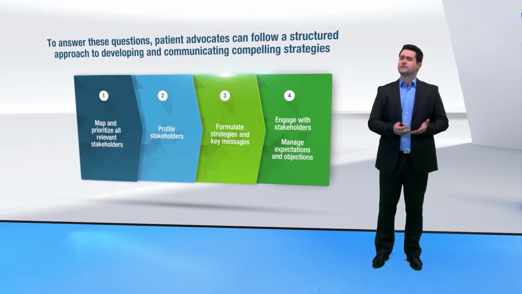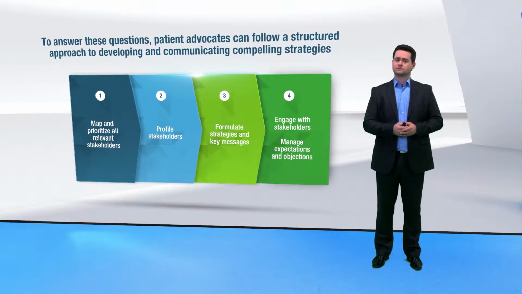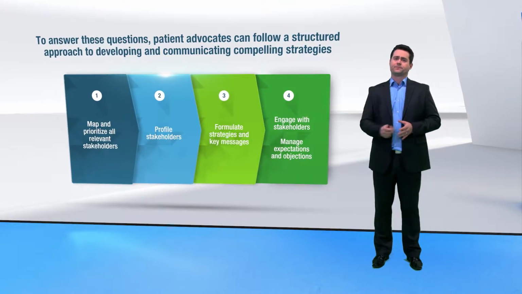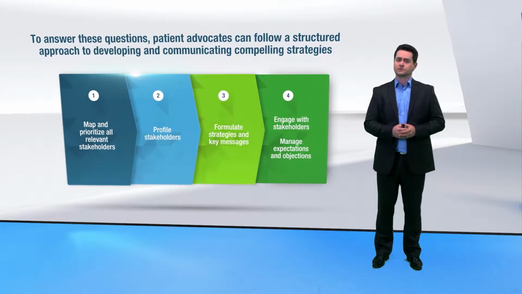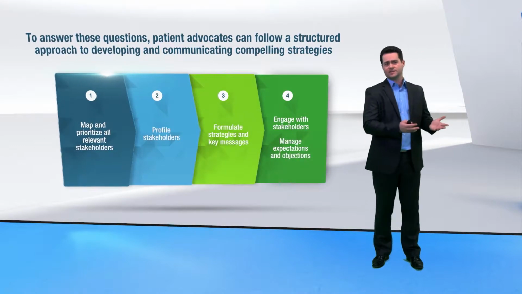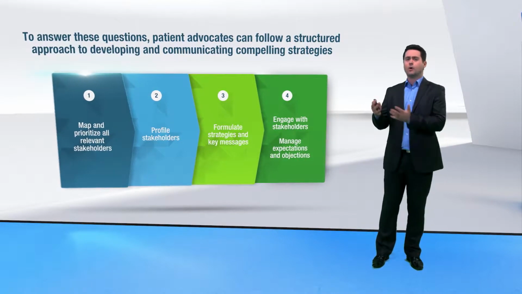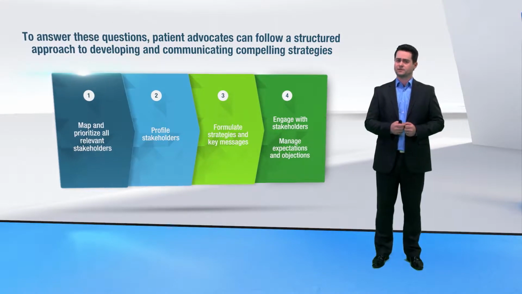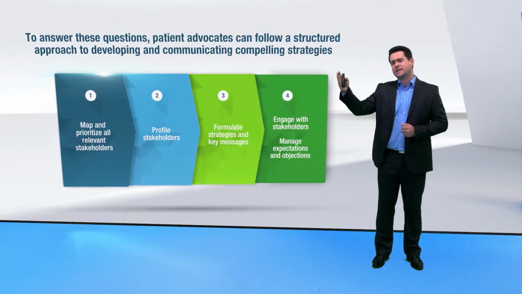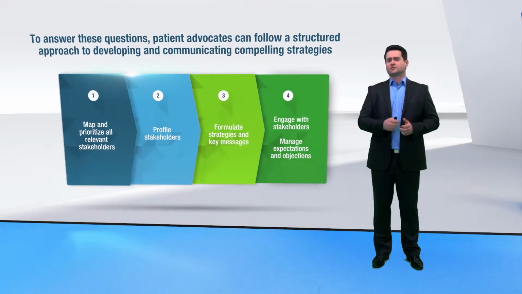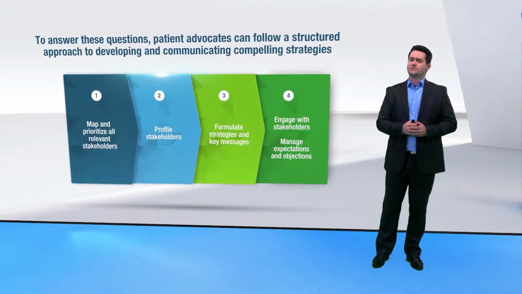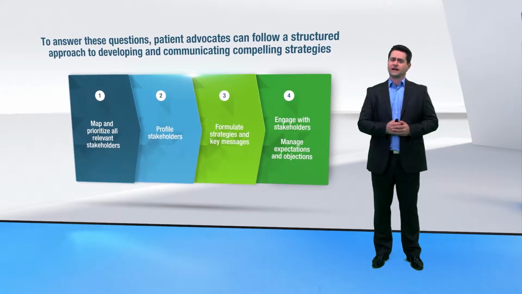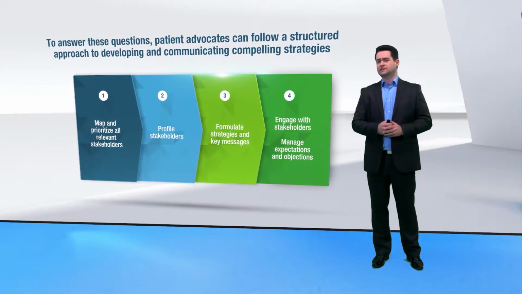First of all, you need to identify all relevant stakeholders. The second step is to get to know your stakeholders. You need to understand their needs, expectations, and objections to be able to develop strategies and formulate appropriate messages for them. We call this step profiling. The third step is to formulate messages based on stakeholder profiles. I will come back to this later.